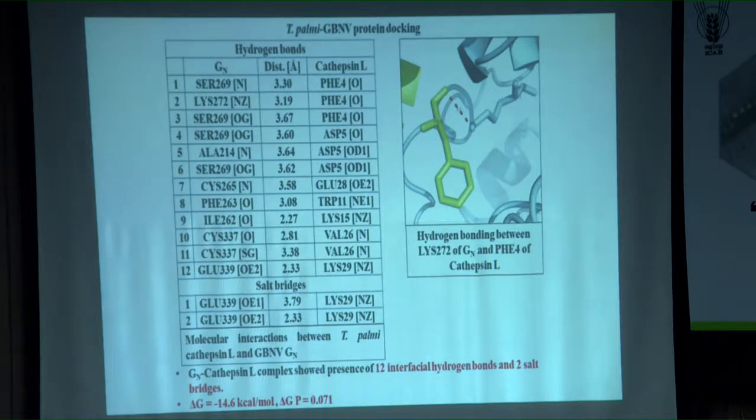P is the probability. So if this score is less, it is very fine because you can see 0.071. So that's a low delta Gp value. A low delta Gp value signifies that the probability of getting another best interaction is very low. So that means the interaction you are getting is the best probable interaction.